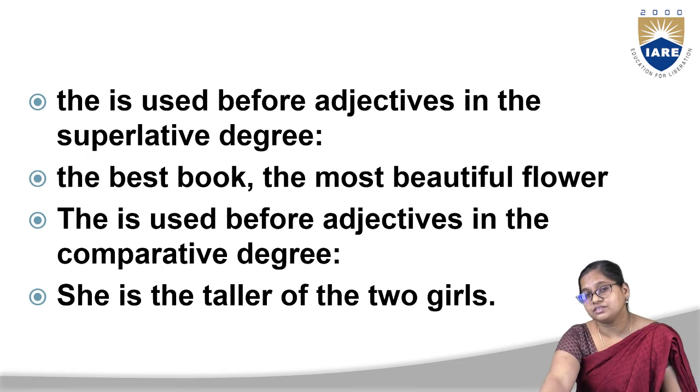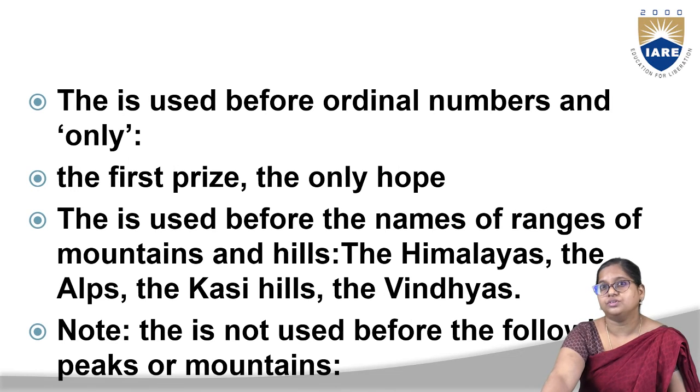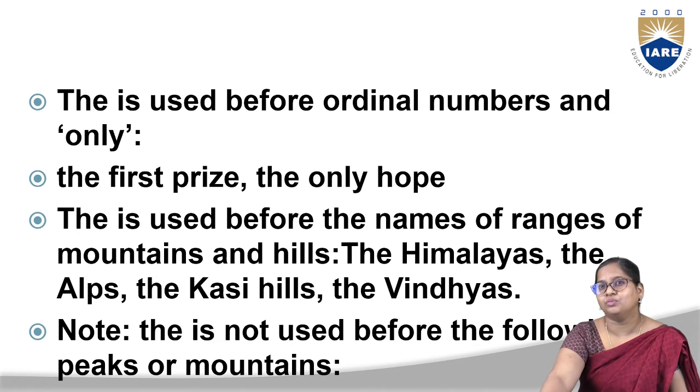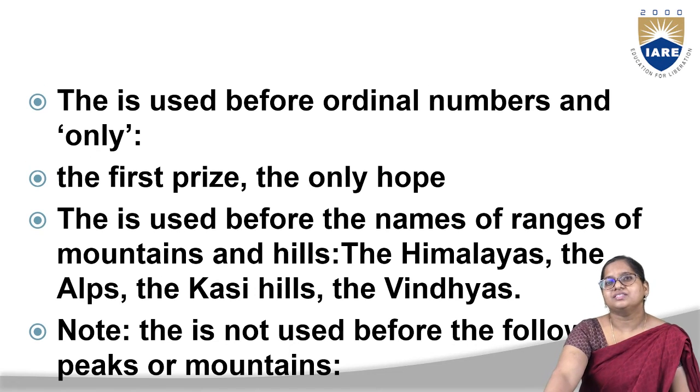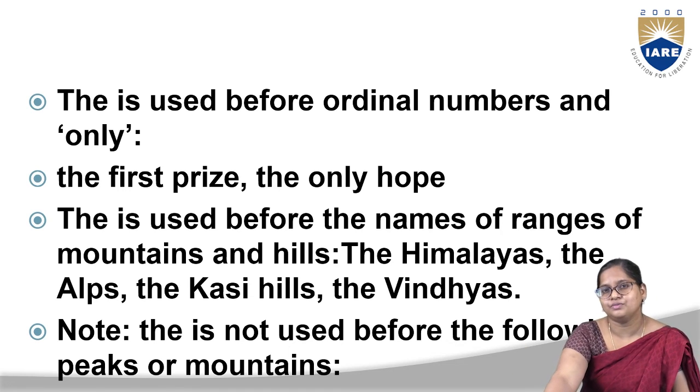When in comparison, you don't say she is the tallest of the two girls, but in comparison, you say she is the taller of the two girls. The is used before ordinal numbers, like the first bride, the only hope we have, the one and only. And also, the is used before some mountains and hills, and what are they? The Himalayas, the Khasi Hills, the Vindhyas.